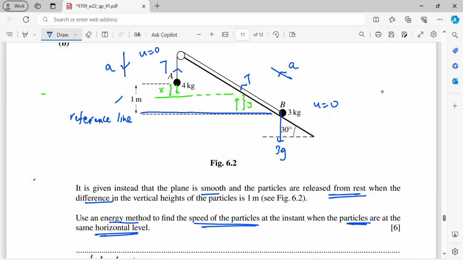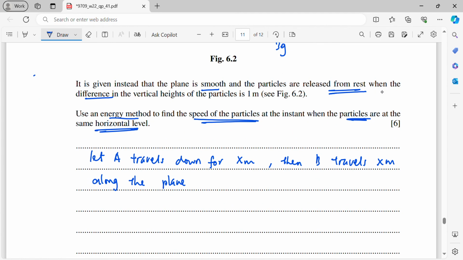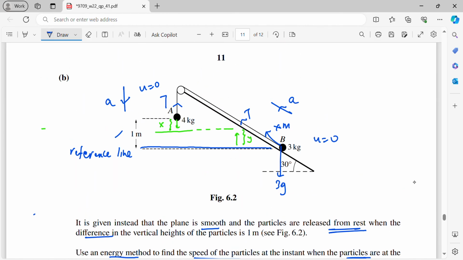Okay, because B lies on the plane, it will go up here X meters. Now I have to consider the vertical distance for those X meters. So from here, the height of B from its initial position, I let it be Y. Because now your X is the vertical distance, so now my Y is the vertical distance.